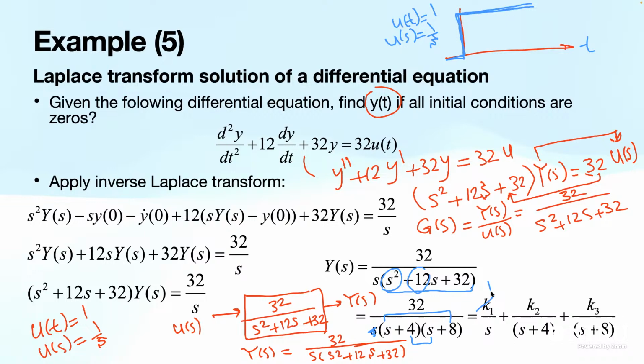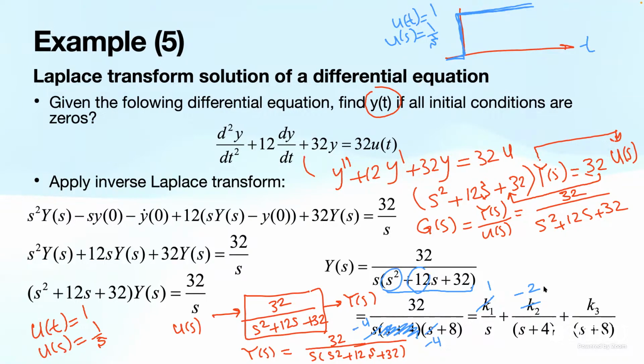K2, if we need to get K2, in this case, just clean, right? So in this case, multiply both sides by s plus 4. So s plus 4 will disappear. And substitute s equal minus 4. So it will be 32 divided by this one will be minus 4. This one will be minus 4 plus 8. Minus 4 plus 8, it's 4. 4 times minus 4, it's negative 16, in fact. So it will be 32 divided by negative 16. So this one will be minus 2.